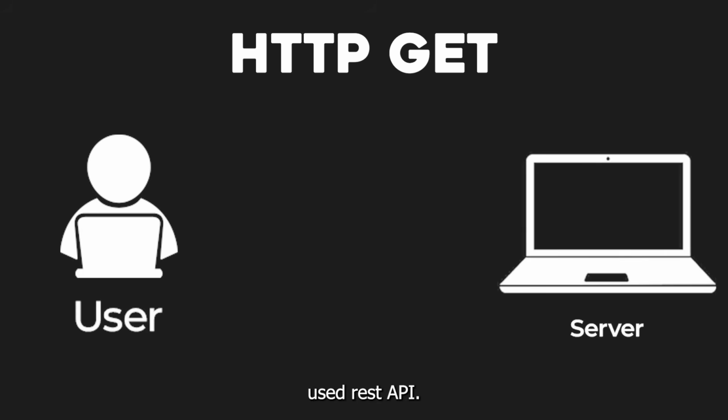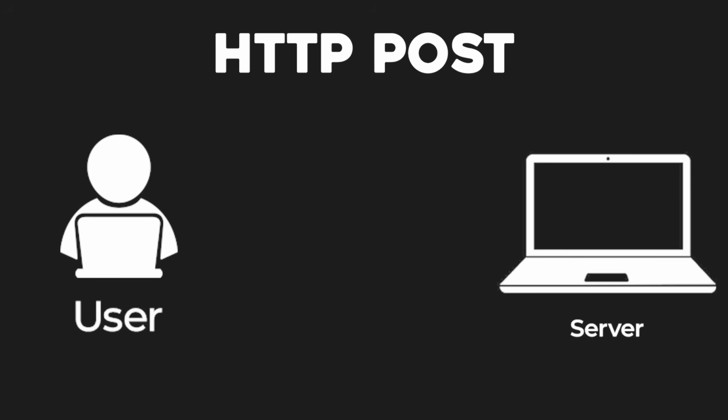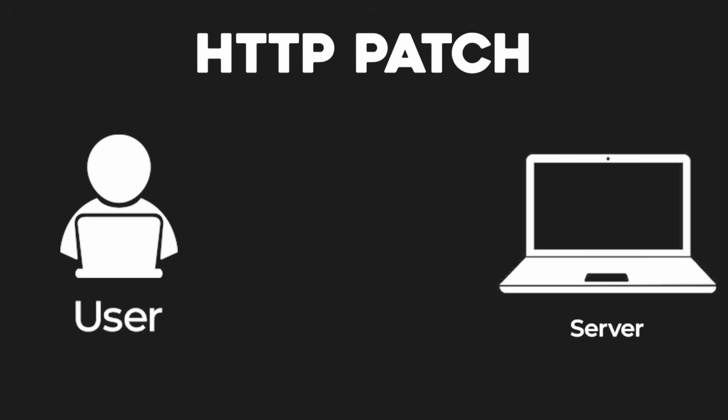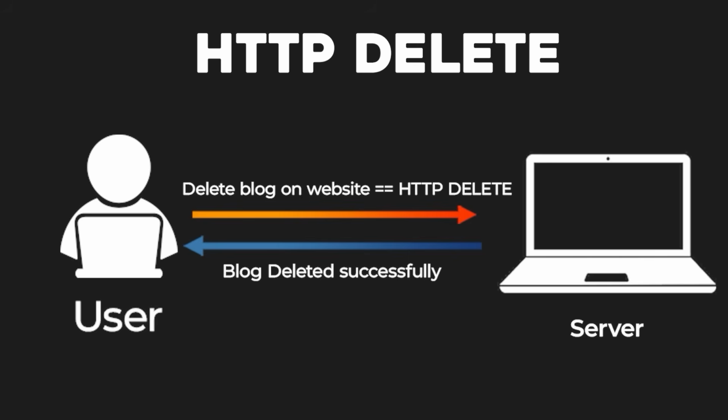HTTP GET. Here, you ask the server for data. HTTP POST. Here, you add the data to the server. HTTP PATCH. Here, you update an existing data on the server. HTTP DELETE. Here, you remove the data from the server.